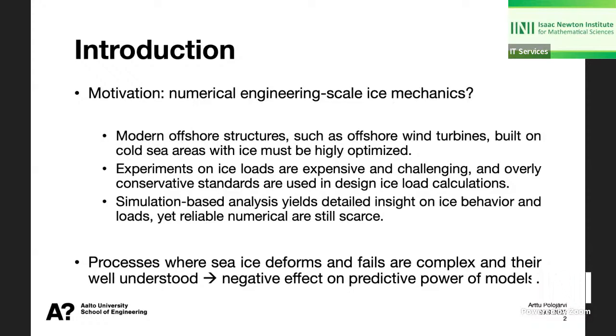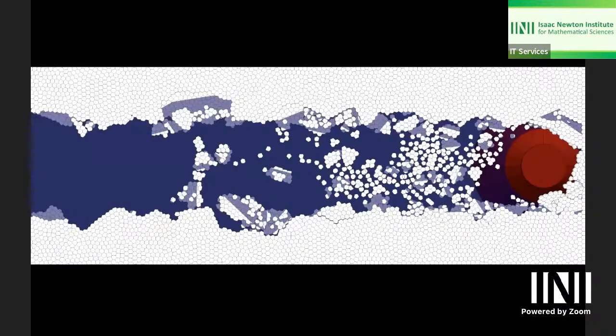The other driver, on a more general level, is that the processes related to ice failure are complex and not very well understood. That leads to the fact that the predictive power of some of the ice models might not be what it could be if we understood a little better what happens on engineering scale, for example, during bridging and so on.